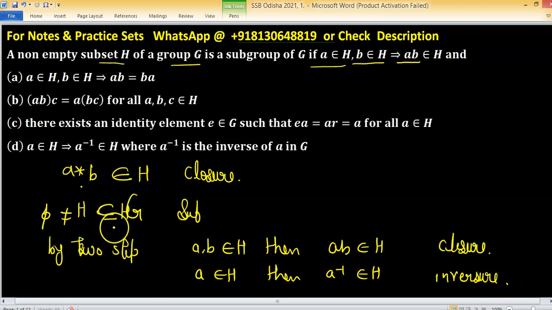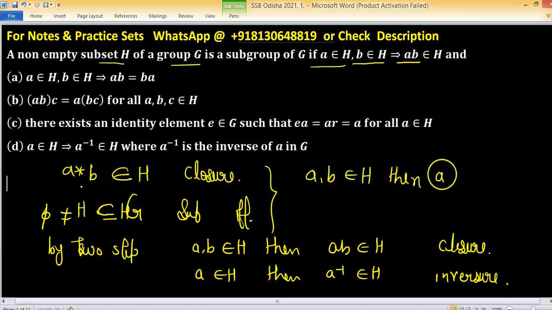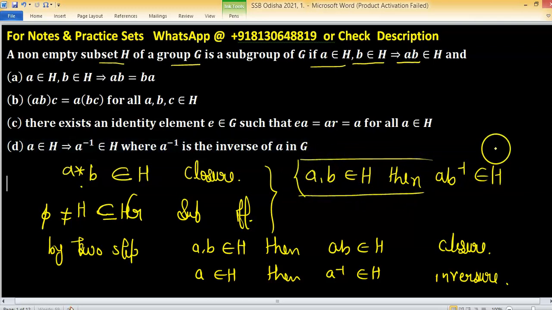So this is the subgroup test, or sometimes you can say this is a theorem, to prove H is a subgroup of G if and only if. This is the two-step test, and sometimes you can prove it by the one-step test, which says if A and B belong to H, then AB inverse belongs to H. This is the one-step test, and sometimes it is very important to prove a problem in short time.